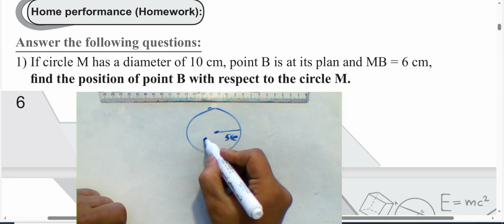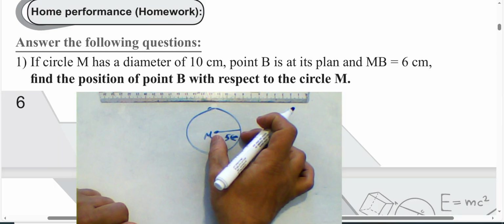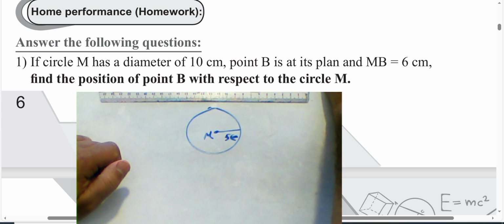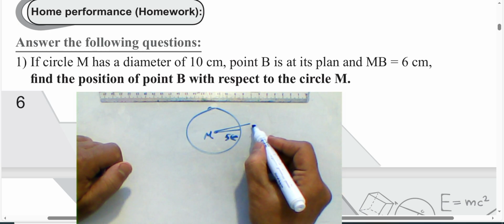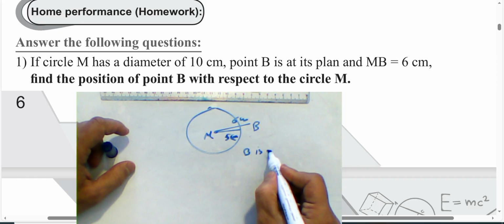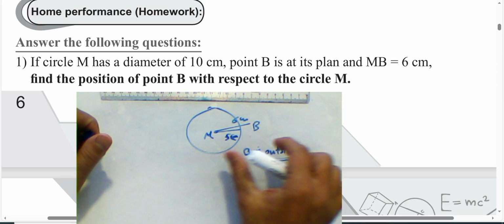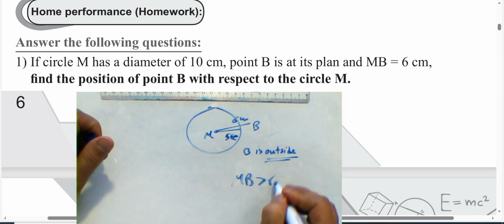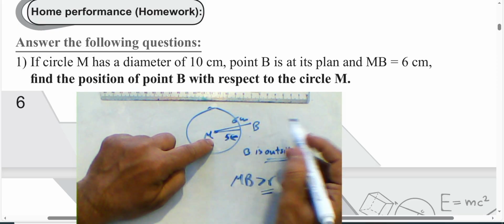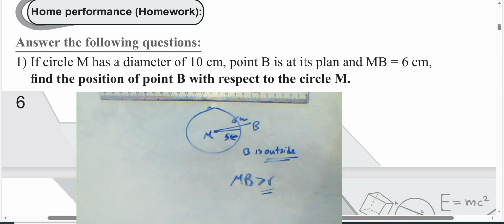Okay, and the point M. The circle M has diameter 10 centimeters, then the radius will be 5 centimeters, and the point B, look here, in its plane, MB equals 6 centimeters. Then B will be outside of the circle. It will be outside because the distance MB is greater than the radius. If the length from the center of the circle to the point B is greater than the radius, this point will be outside. The result will be outside.